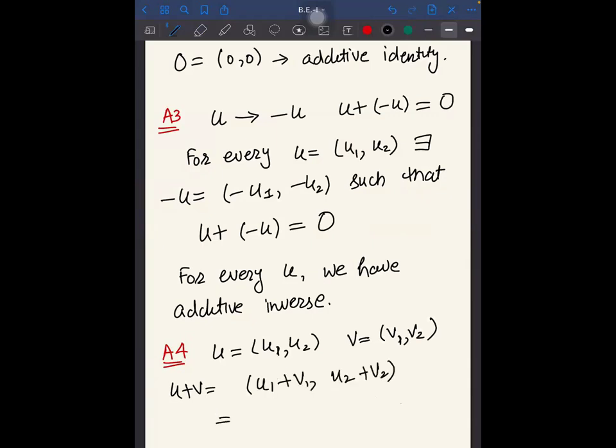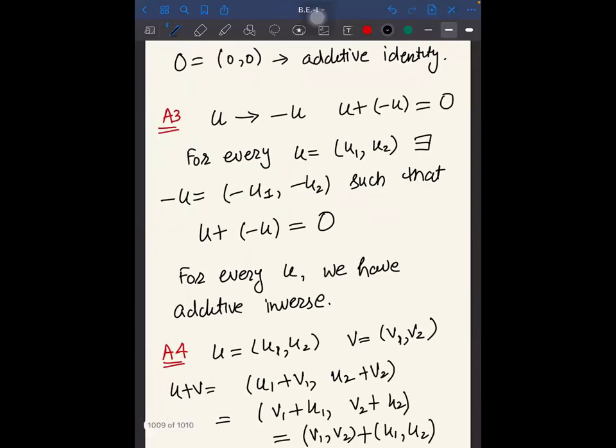And we know that we can write it as v1 plus u1, v2 plus u2. Why? Because we are just dealing with the number. And this can be written as v1, v2 plus u1, u2, which can be further written as v plus u. That means our property of commutativity holds, right?